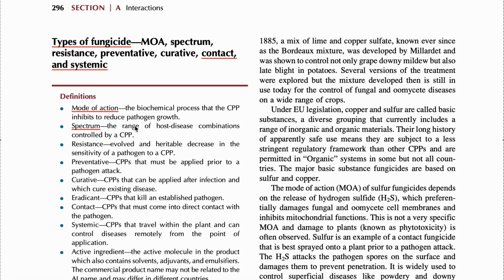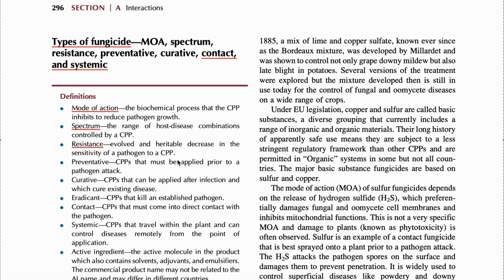Okay, the range of host disease combination controlled by a CPP. So what is the host range? It can be a small host range, or the chemical can be broad spectrum. Broad spectrum means the chemical can target multiple hosts, right? So that is the spectrum. The third is resistance: an evolved and heritable decrease in the sensitivity of a pathogen to a CPP.